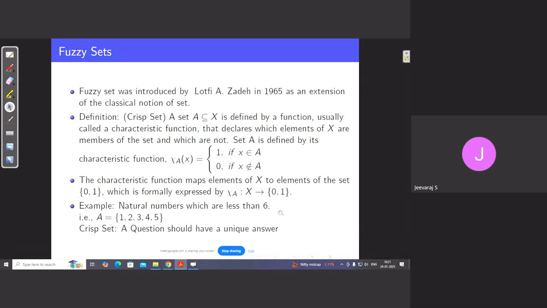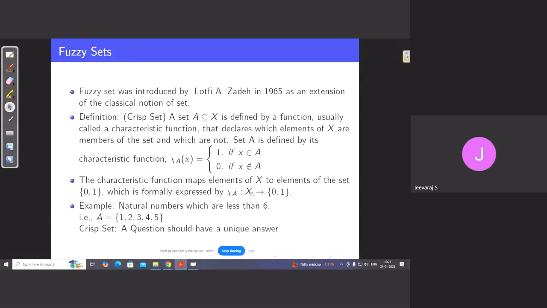7 is not less than 6, so I'll throw it outside. What is happening here? I'm assigning 0 to it and I'm throwing it outside. In a similar way, if I'm taking a number 3, which satisfies the condition of being in the set, I'll assign 1 to it and include it in my small bag. Checking my set, I'm naming my small bag as a set. So the set consists of 1, 2, 3, 4, 5.